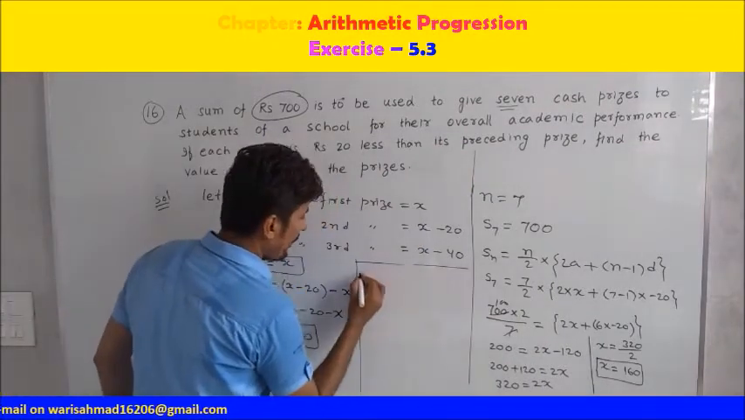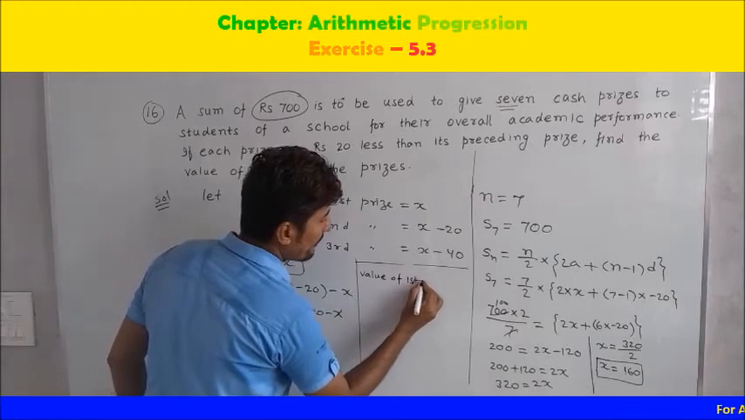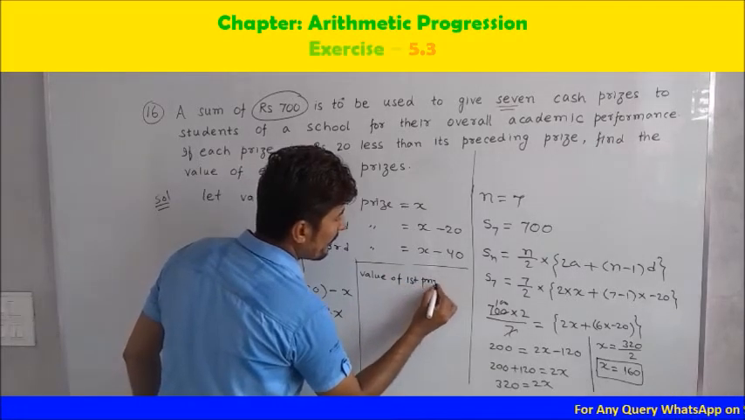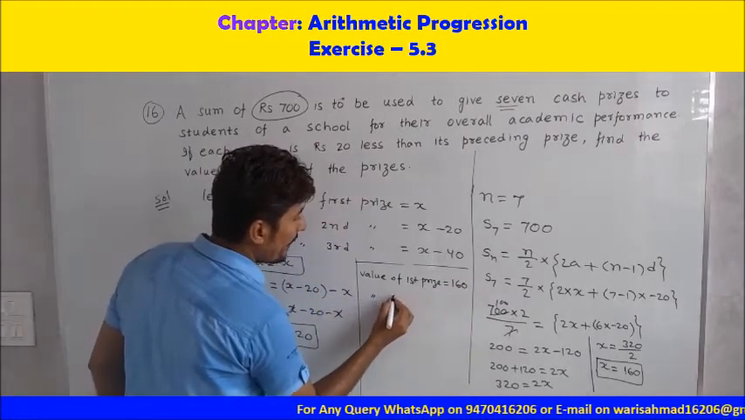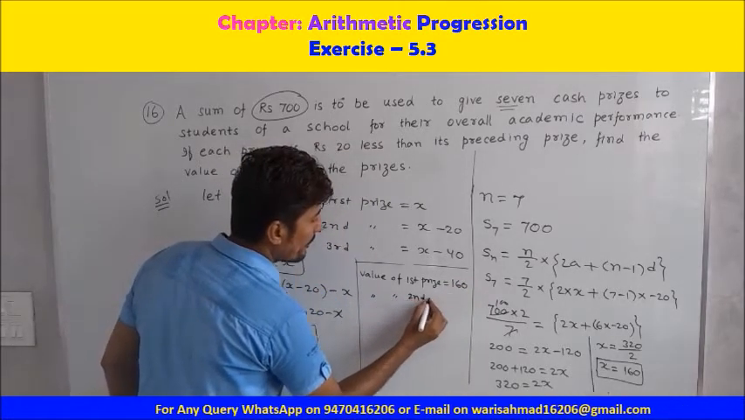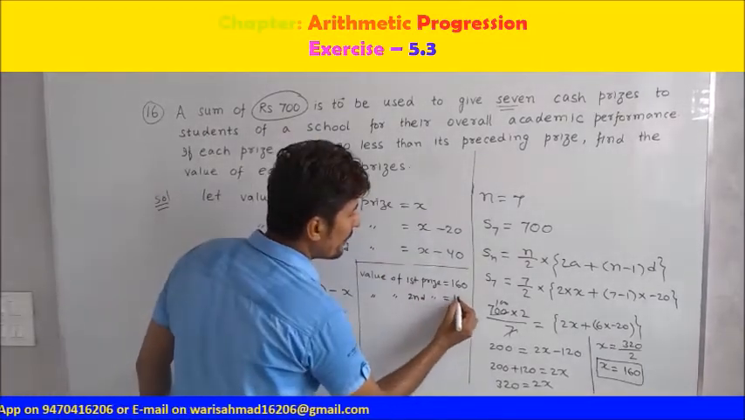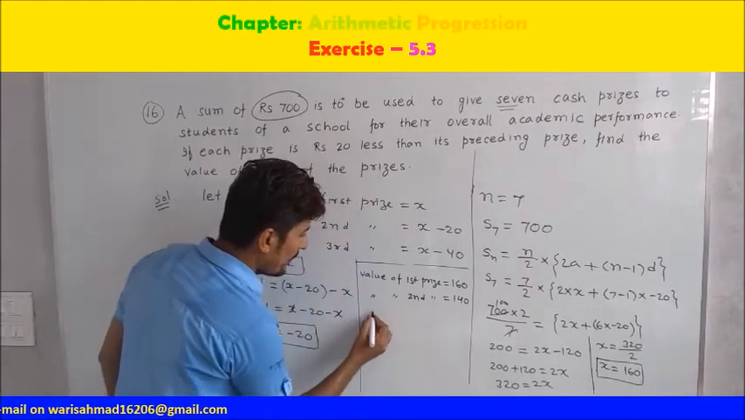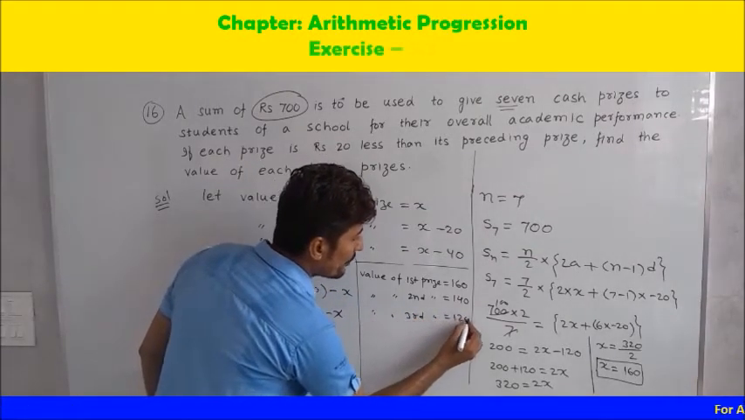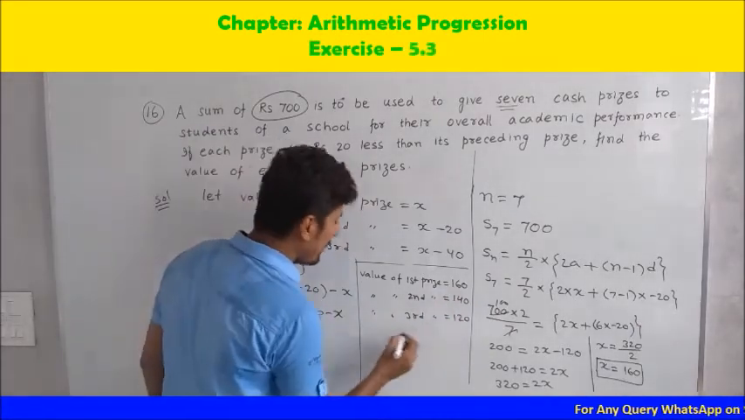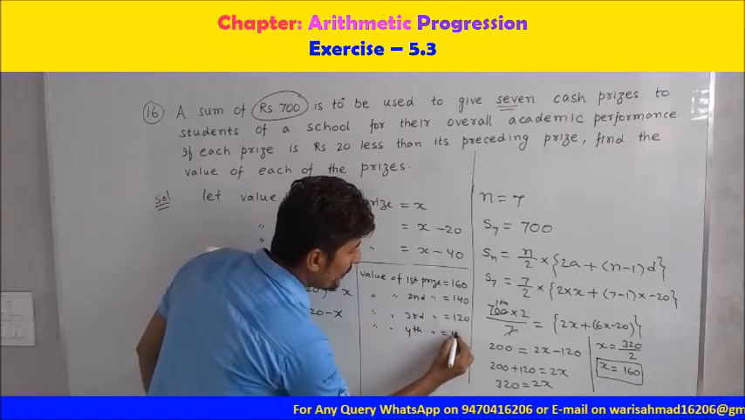Here we can write, value of first prize equals 160. Similarly, the value of the second prize will be 20 less than the preceding one, means we can write here 140. Value of the third prize will be 20 less than the preceding one, means 120. Value of the fourth prize equals 100.